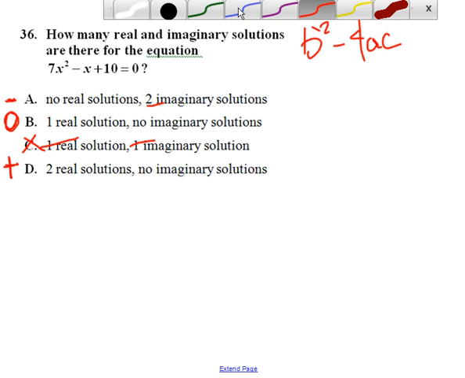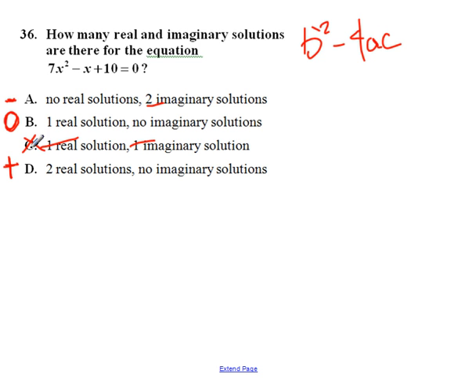All we've got to do is plug in our numbers and then hopefully remember these things. A is 7, b is negative 1 here, and c is 10. So b being negative 1, that's easy. Negative 1 squared minus 4 times a, which is 7, and c, which is 10.